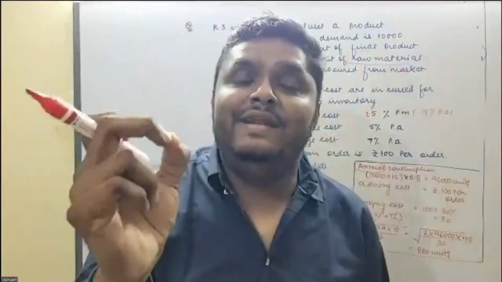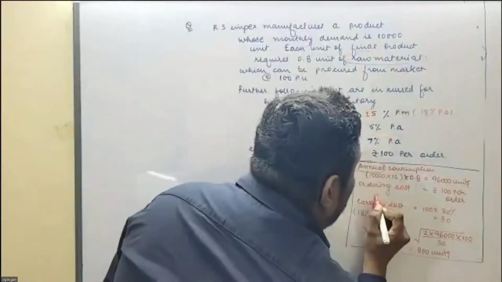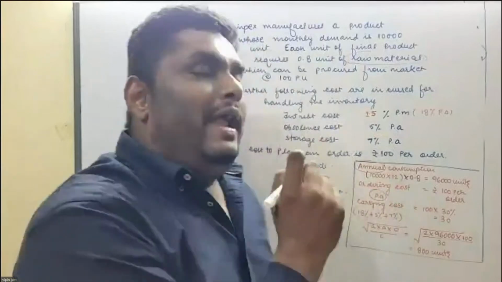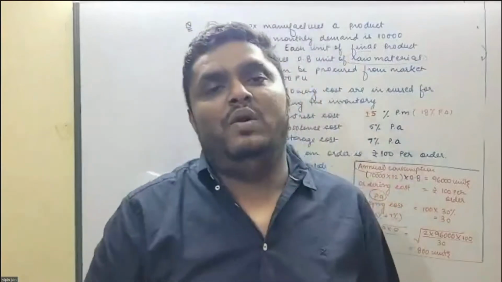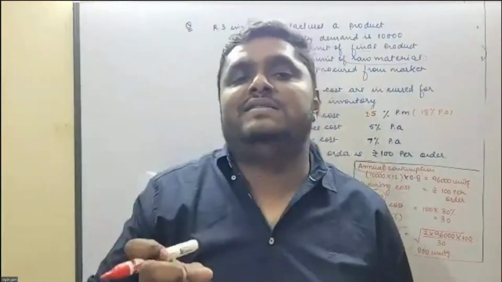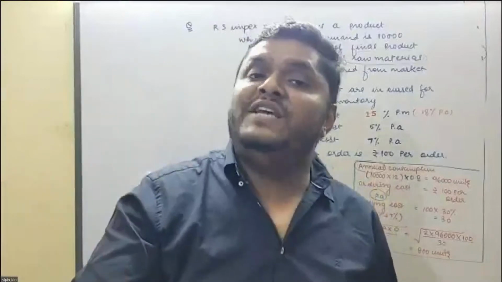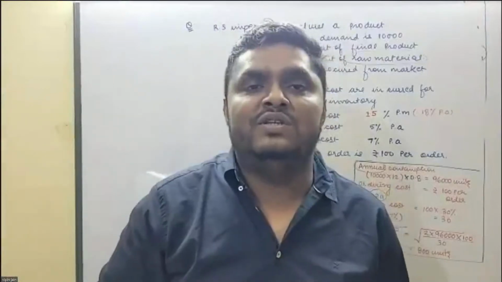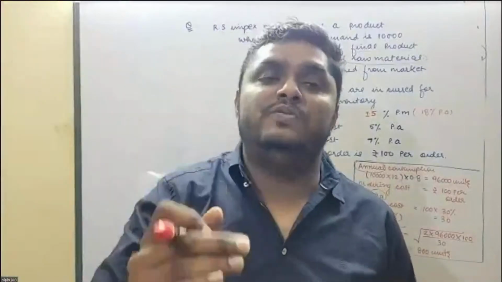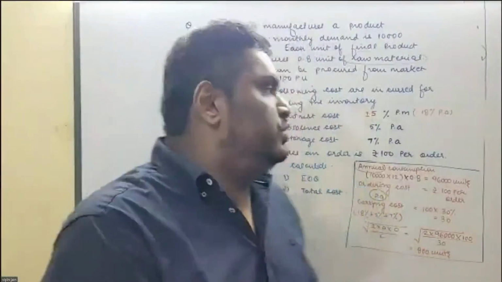Second thing, carrying cost should always be per annum. And ordering cost should always be per order. So in these 3 elements the examiner can change things up and down to confuse you. But stick to your basics, read the question patiently and then proceed for the solution. Don't rush to the solution. Read the question carefully and thoroughly and then proceed.